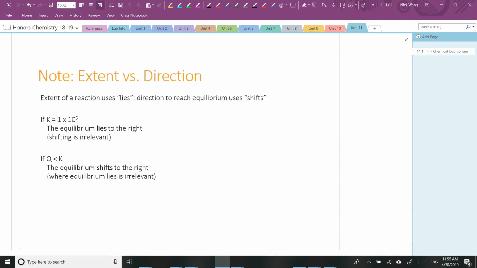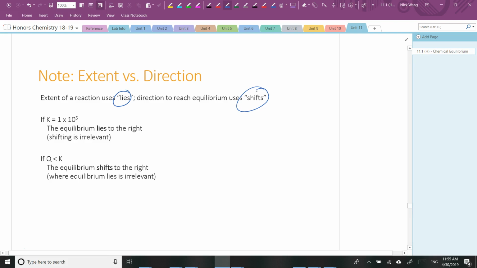One quick comment in terms of knowing the difference here is that you have to look at extent versus direction as two different concepts. The word extent, a lot of times we'll talk about using the word lies. That means at equilibrium we're going to have an amount of products and reactants that lies to the right or lies to the left, meaning that it's already established and one side is heavier, one side is favored over the other, one side has a lot more than the other. Whereas direction usually talks about shifting, or we talk about having Q versus K and using it to shift to then establish equilibrium.